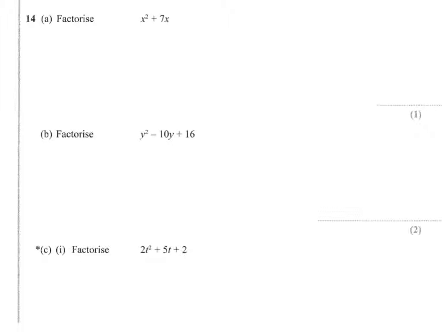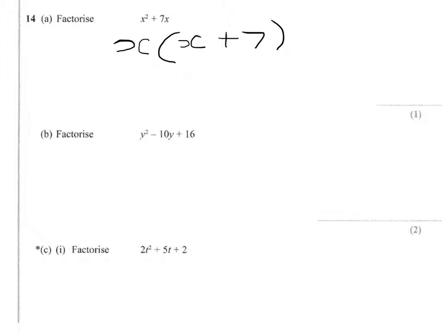So let's factorise x squared plus 7x to start with. Well, you've got an x in both terms, so you take that out. What would you multiply x by to get x squared? Well, you've got to multiply it by x. And what would you multiply x by to get 7x? Well, you'd multiply it by 7, wouldn't you? So that gets you going.